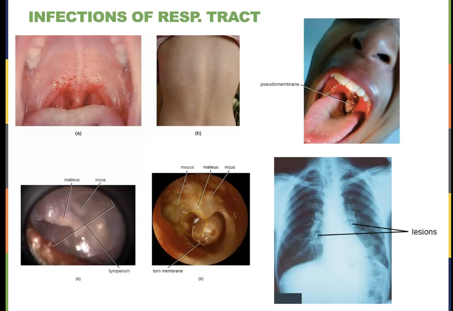Here are some images of the eardrum when it becomes inflamed, and then some x-rays of the chest. Normally, x-rays of the lungs should be black because the x-rays go right through that really delicate tissue. But if you see areas where it is white, that means the substances there are harder, more solid, and they take up the x-ray. So this is not normal for the lung, and I think this is tuberculosis.